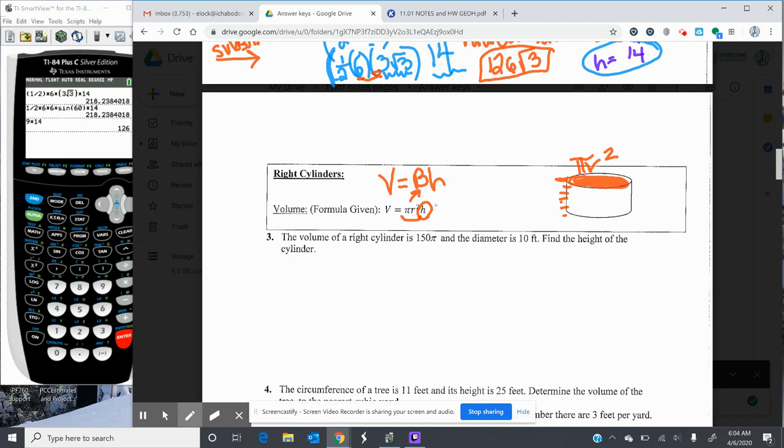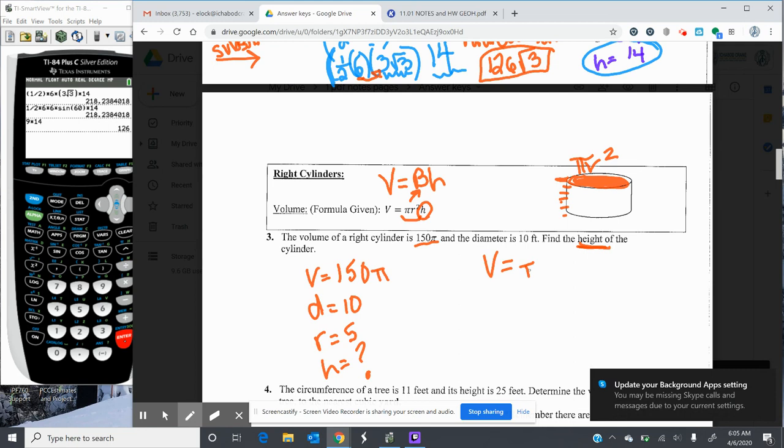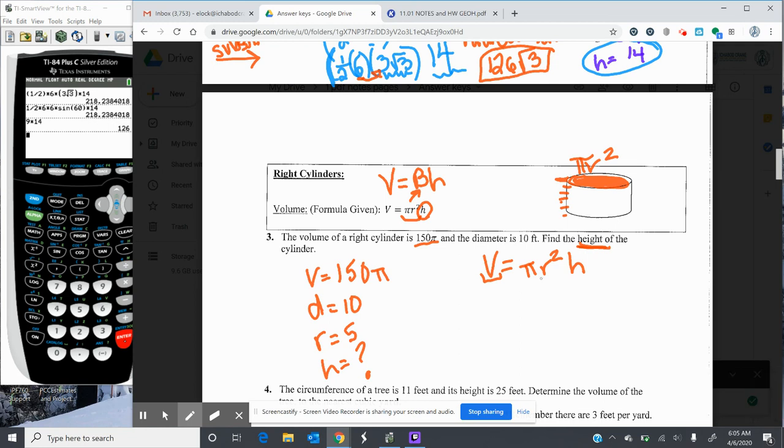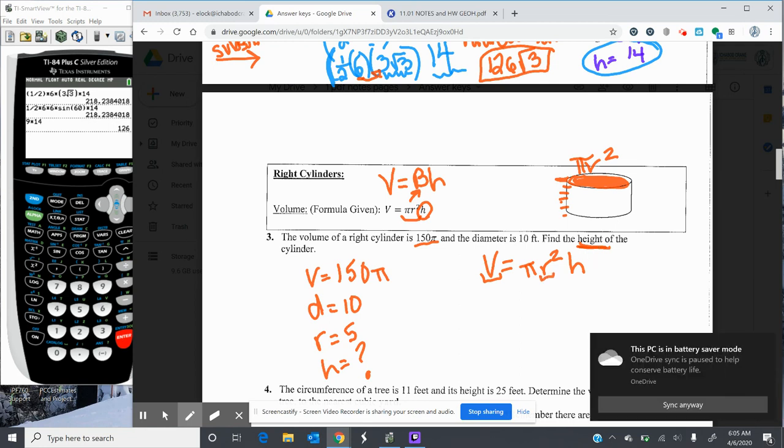So in the question they give you, volume of a right cylinder is 150 pi. So we sometimes treat pi as like a little x variable there, an unknown. The diameter is 10 feet. Find the height of the cylinder. So we know the volume is 150 pi. We know the diameter is 10, which gives us a radius to be 5. The other variable they're asking us for is the height, h, question mark. So when we look at our formula, volume equals pi r squared h. Right now I know the volume, I know the radius, I need to find the height.